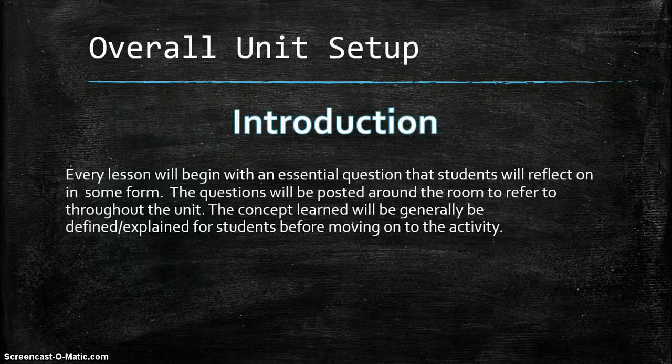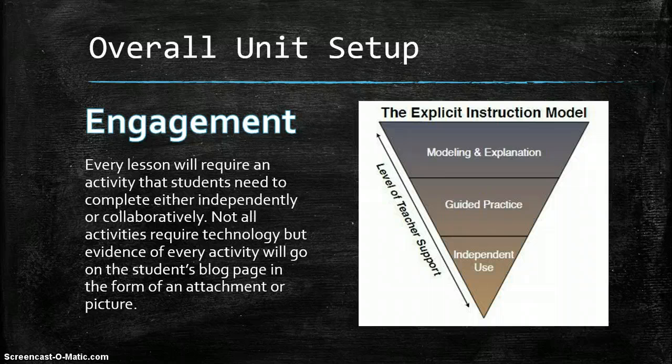The overall unit setup is that every lesson begins with an essential question that students reflect on in some form, and the questions are going to be posted around the room to refer to. The concept's generally going to be explained before moving on to the activity part of the unit. The engagement part is when students are actually doing the activity either independently or collaboratively. They don't all require technology, but students have to put evidence of the activity on their blog post, and essentially all the lessons revolve around a gradual release model like with this diagram here.